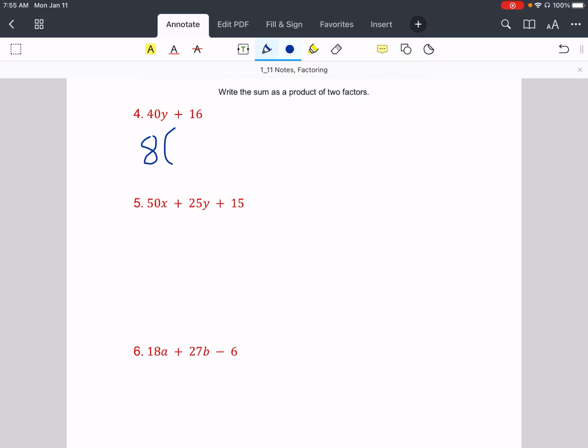So 40y divided by 8 is 5y, and 16 divided by 8 is 2. So I have factored out the 8, and I'm doing 8 groups of 5y plus 2. If you're ever not sure if your answer is correct, all we would have to do is multiply using the distributive property, and we would end up at our original question.